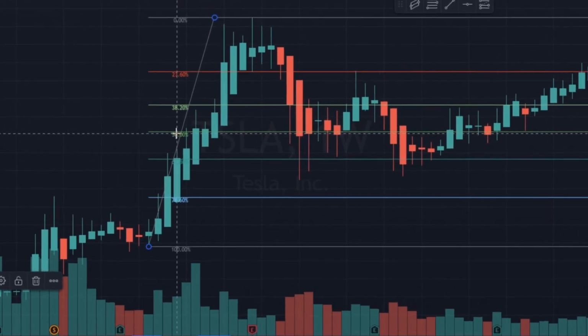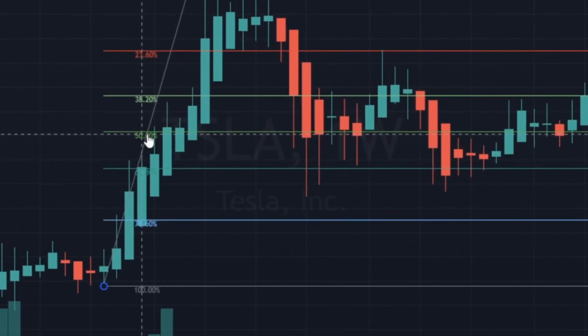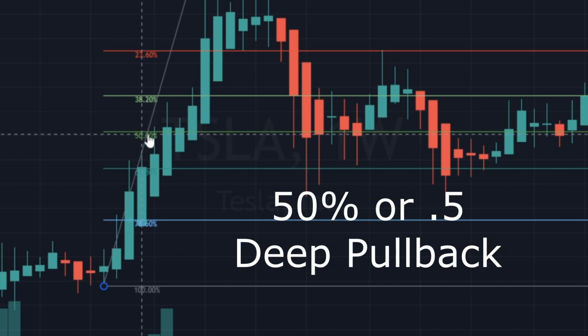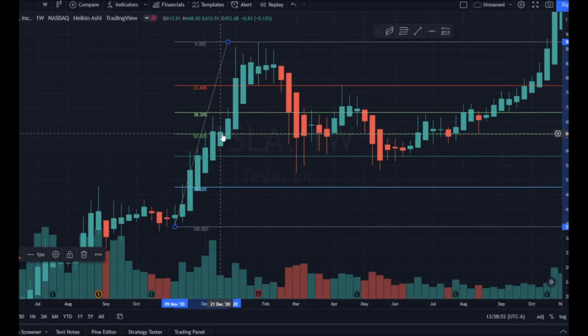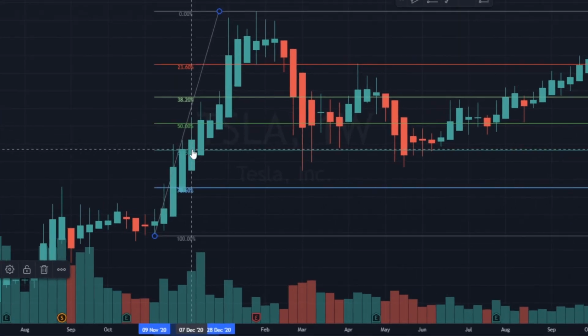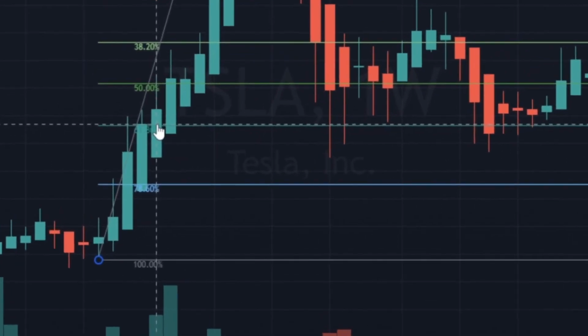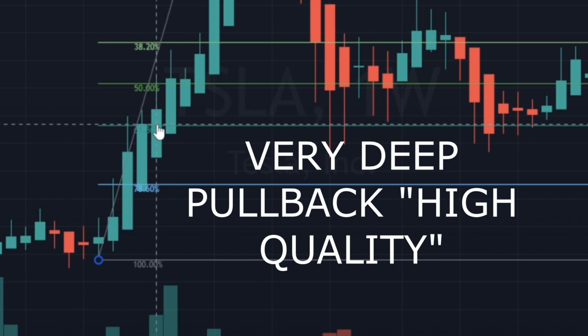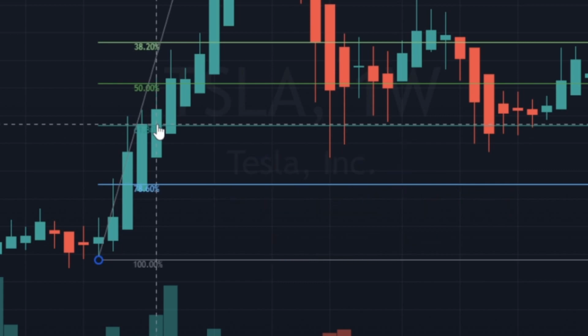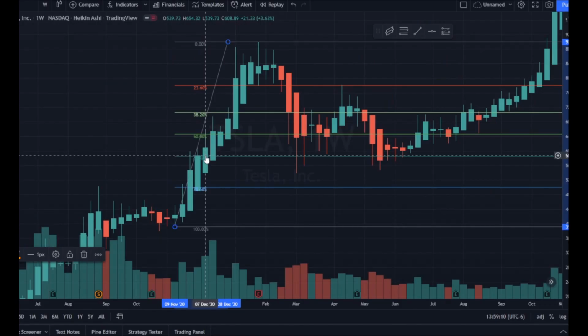For us, 50% or 0.5, this is considered a deep pullback. And this is an area of high interest for Fibonacci retracement traders. The second is the 61.8% or 0.618 level. This is a very deep pullback. And this is considered the highest quality pullback for the Fibonacci retracement. This is the best area of value during a moving trend upwards.